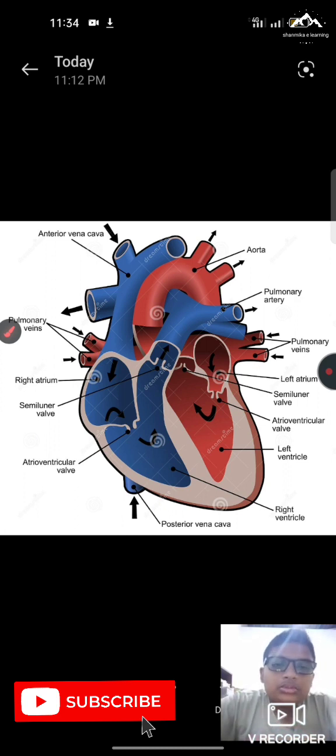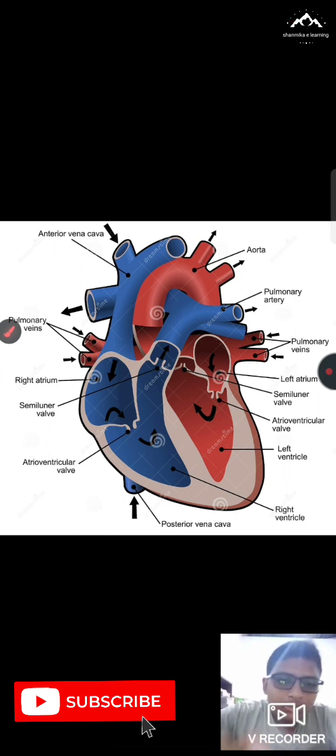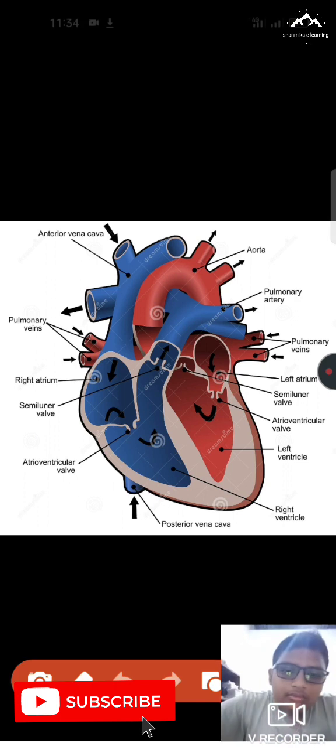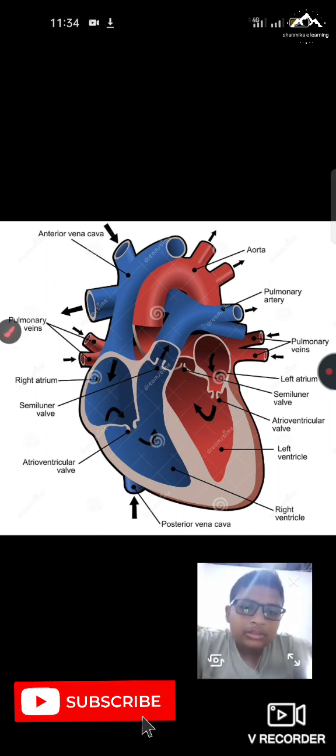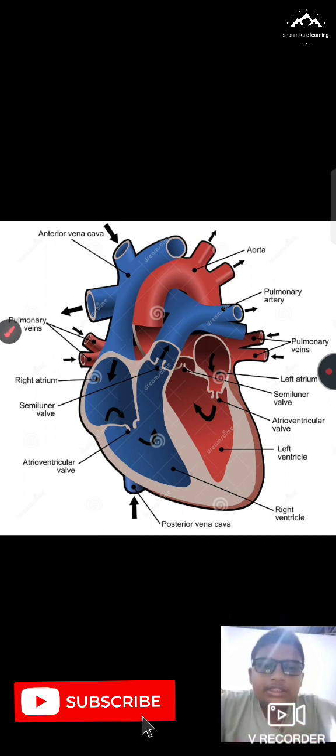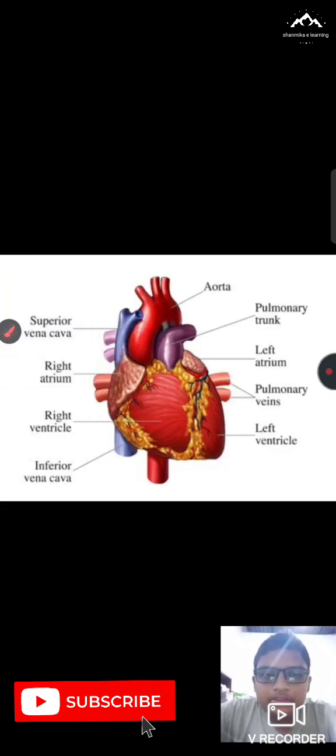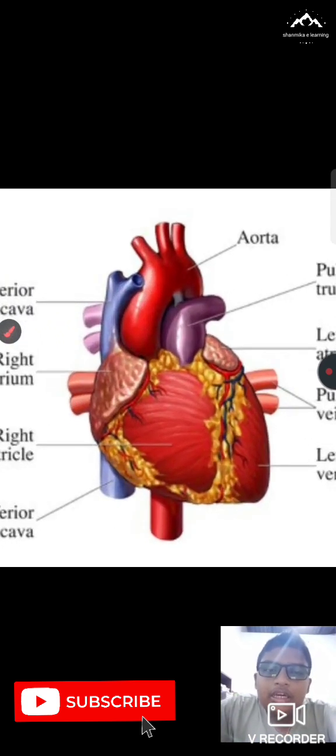These two sides are divided through this wall. Through this wall, the left and right sides are divided, and you can see a big tube going from here, which is known as the aorta. Here you can see it clearly. That is the main artery.